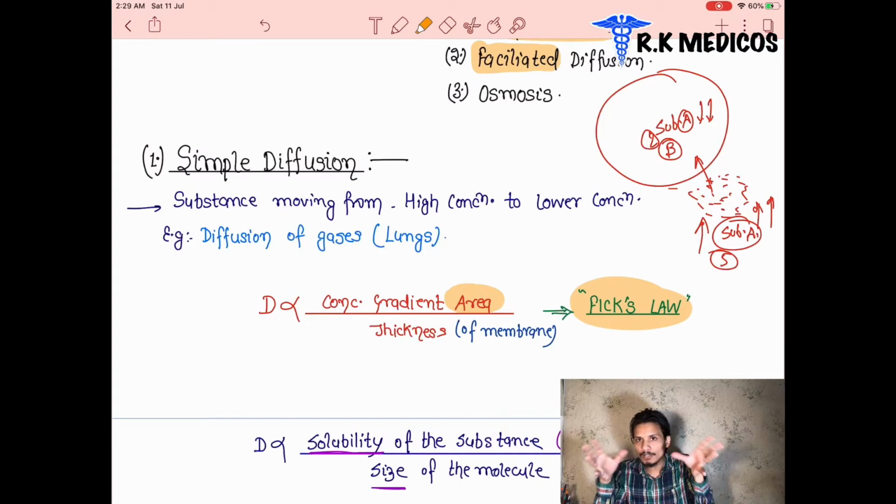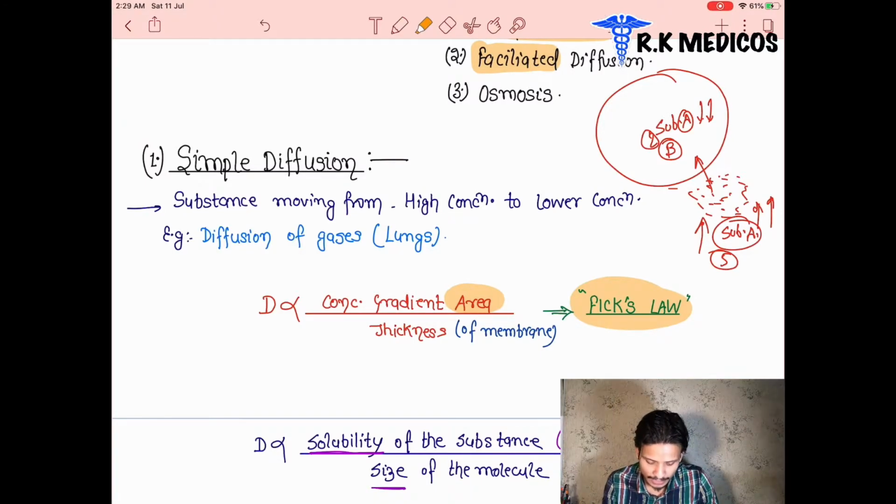When the surface area is more and the thickness is less, there is an increase in diffusion. The more surface area, the more diffusion. Less surface area, less diffusion. More thickness in the membrane, less diffusion. That is Fick's law.